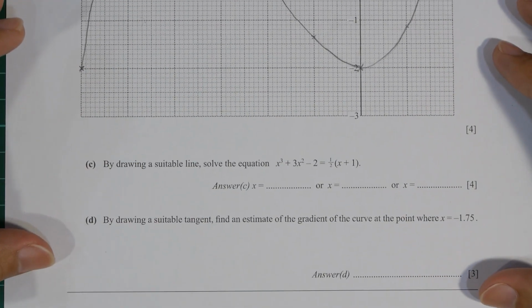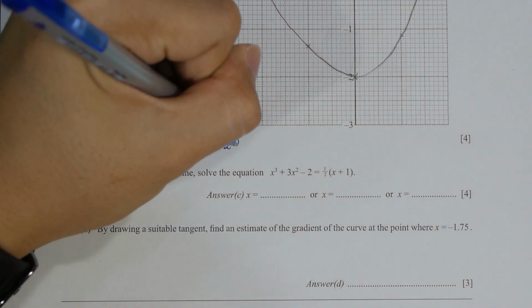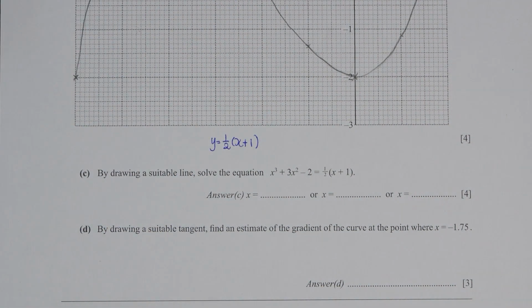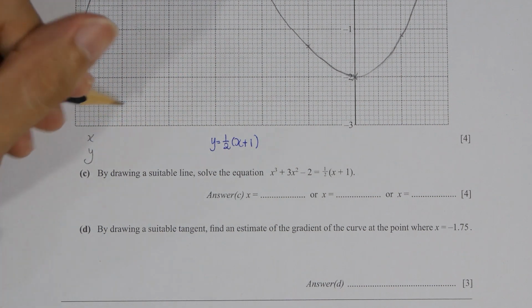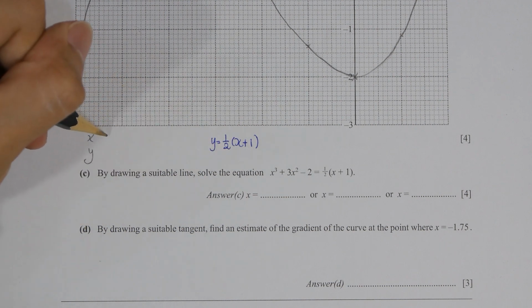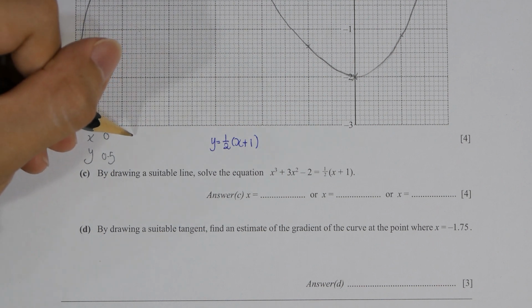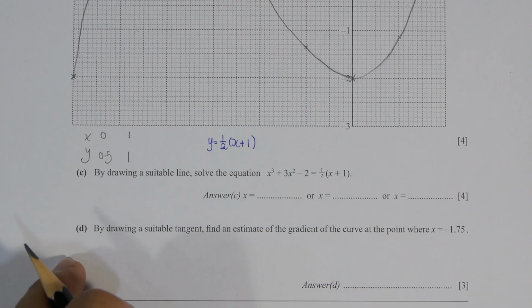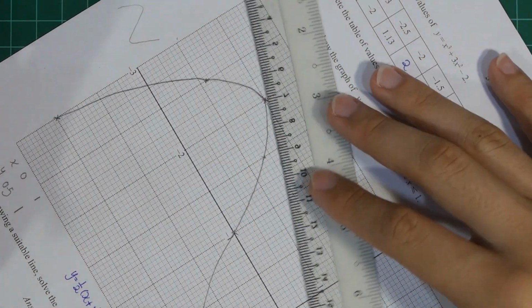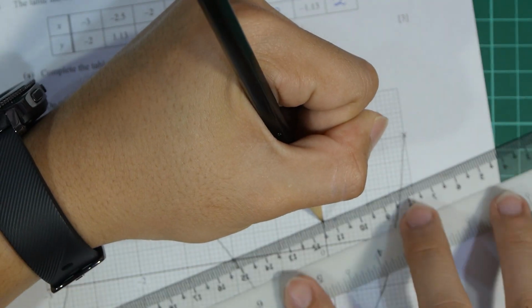The next thing, by drawing a suitable line, solve the equation x cubed plus 3x squared minus 12 equals 1 over 2 x plus 1. Simply set the variables in. In our case, I choose x is 0 and also x is 1. So the respective values will become 0.5 and 1. With that, we are now able to construct the line, and the intersection points will be the answer that the question is asking for, which I've circled.